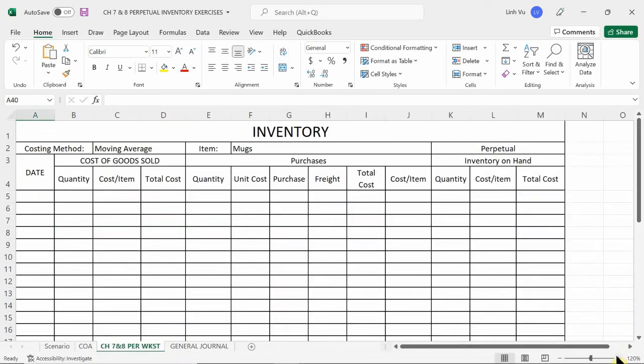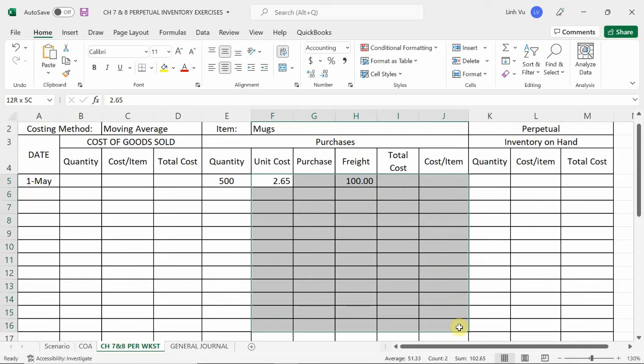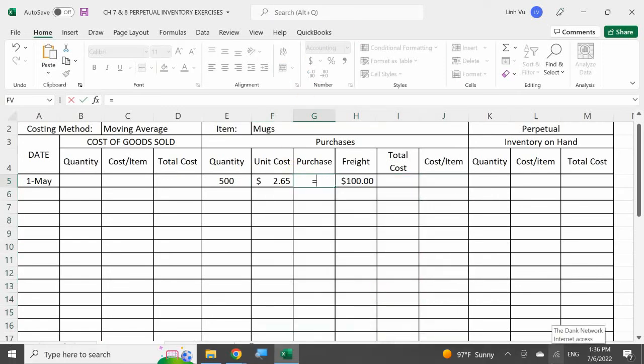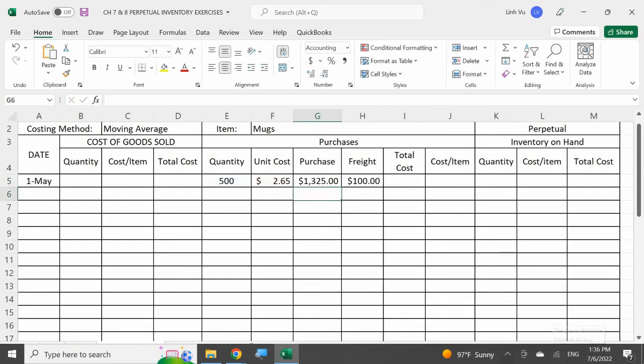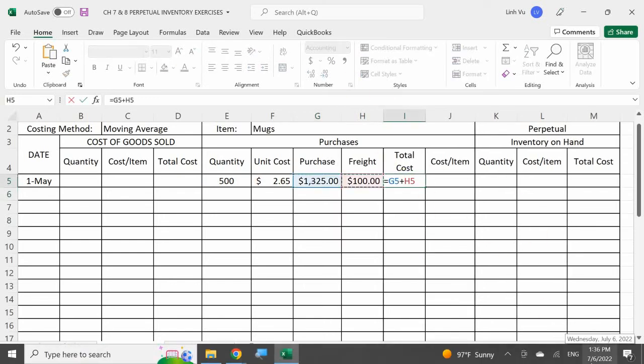So I'll also expand that. So today is May 1st. Skip over this section here. We purchased 500 units at $2.65 each with a freight of 100. Okay. So in this case, what is my total purchase price? $13.25. Good. Plus 100 will give us $14.25.